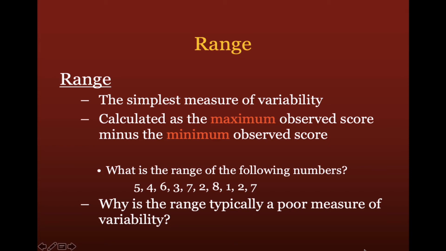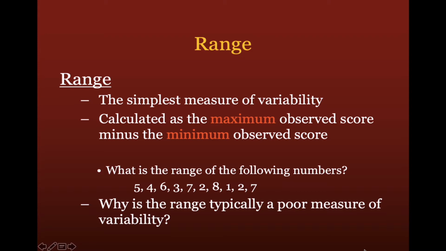So the range is the simplest measure of variability. It is simply taking the maximum observed score and subtracting the minimum observed score from that value. So if you look at our example here, the highest number is an 8 and the lowest number is a 1. So that means our range is 7. So it's 8 minus 1.